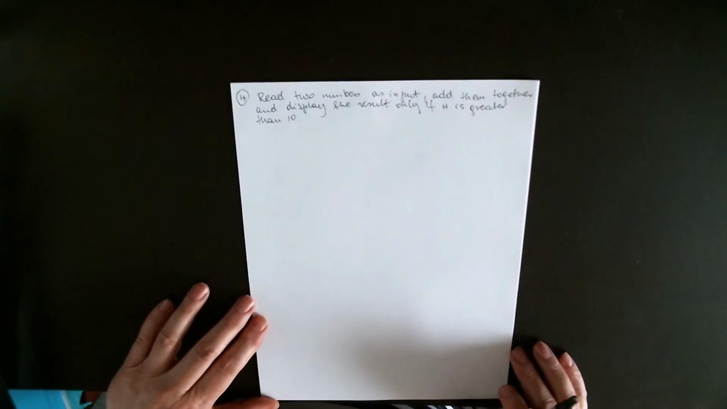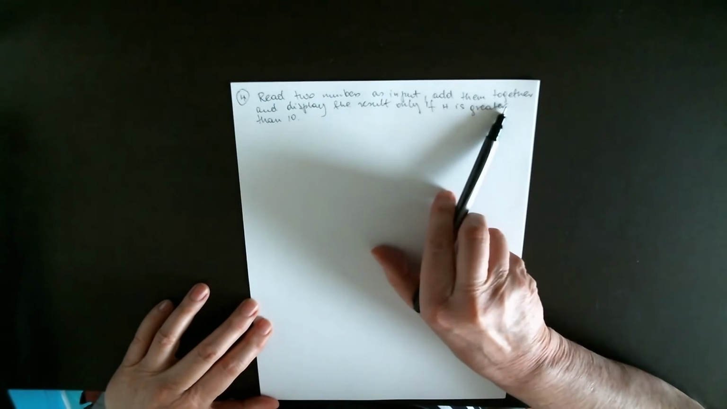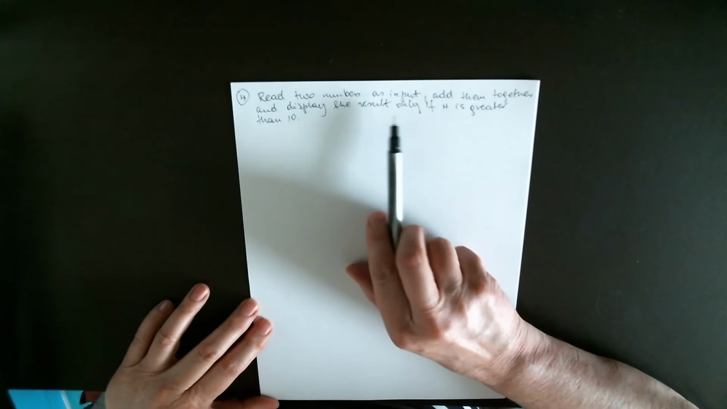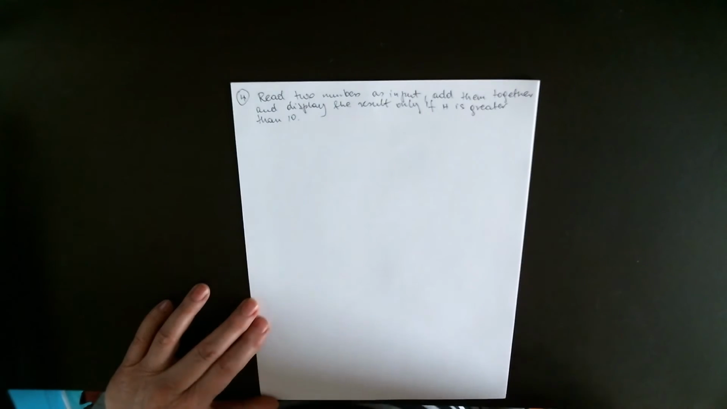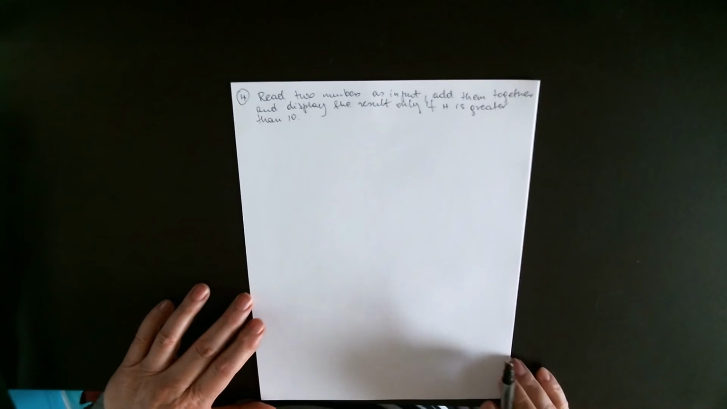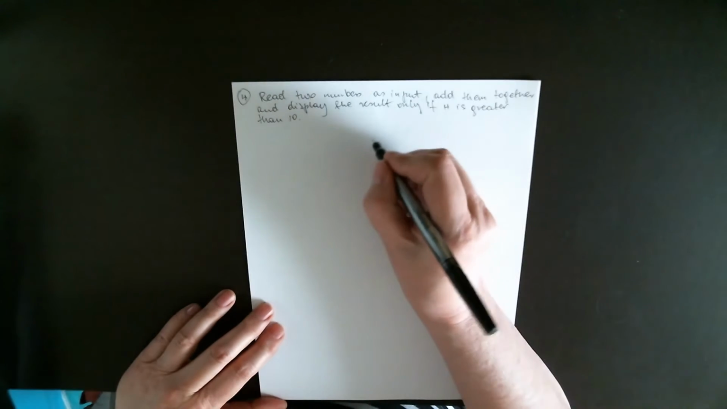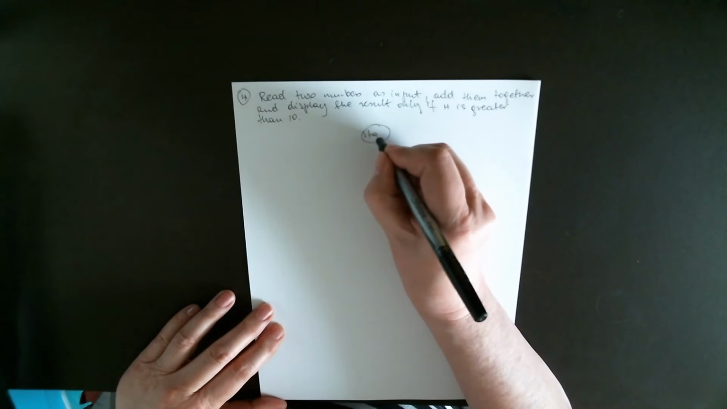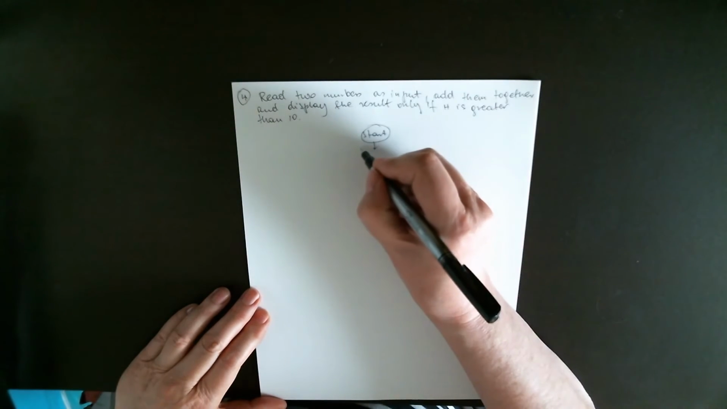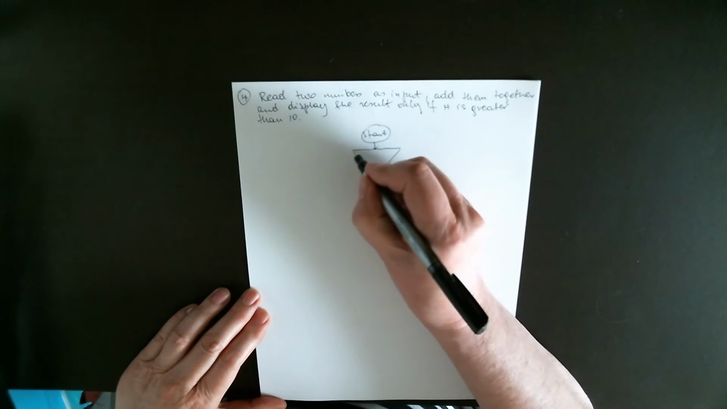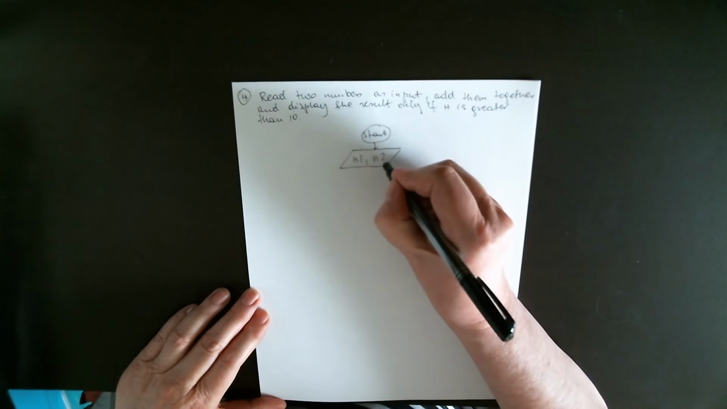Let's go for the fourth one. Read two numbers as input, add them together, and display the result only if it is greater than 10. Again, now we will have to figure out what's greater. But before we get to it, well, guess what? We start. And then what are we going to do? Well, we'll input those two numbers. So again, we get n1 and n2.